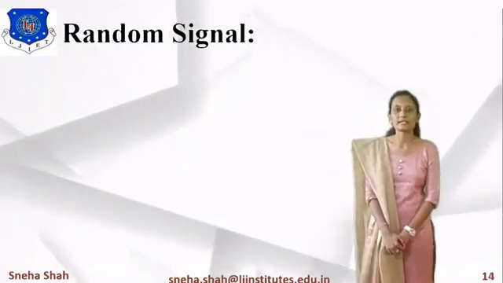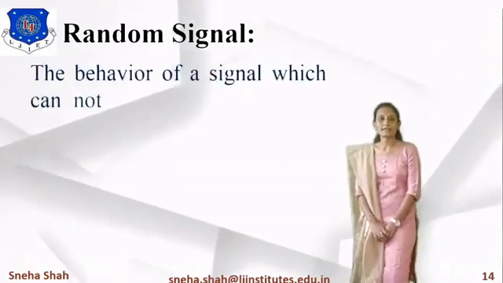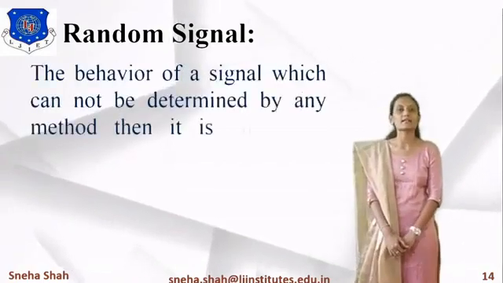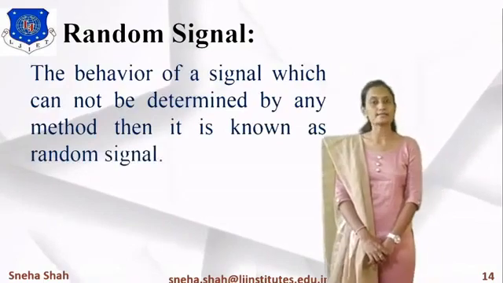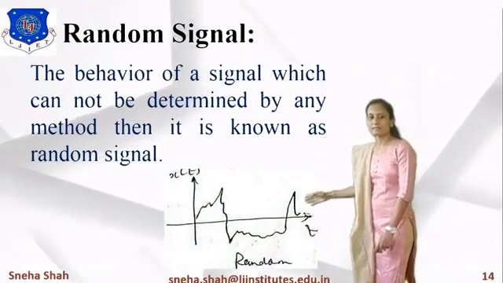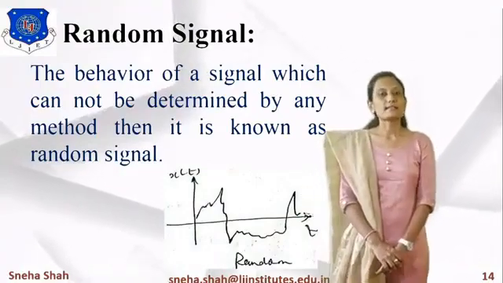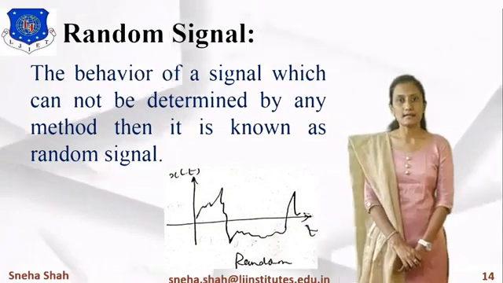And if the behavior of the signal cannot be determined by any method, then it is known as random signal. So the last type is random signal. It has unpredictable behavior, like if we are taking noise, noise is considered as a random signal, so its behavior will be random in nature. So these are the types of the signal.